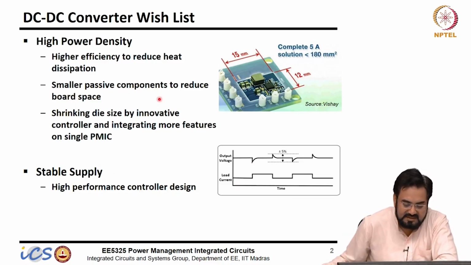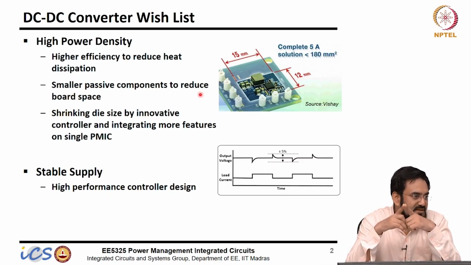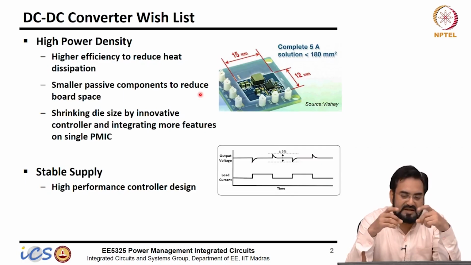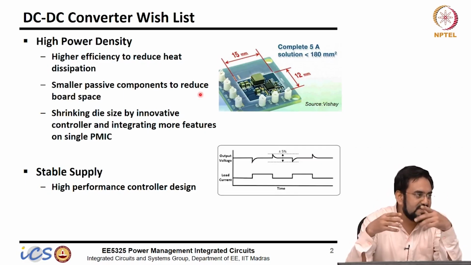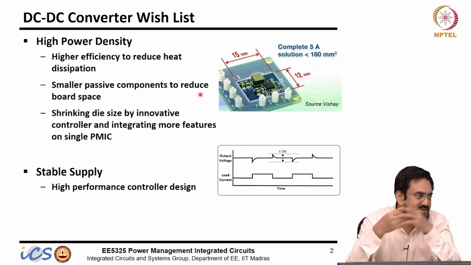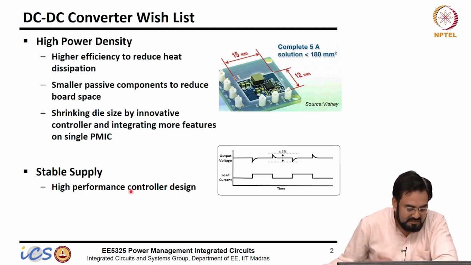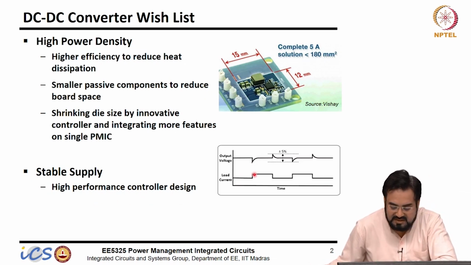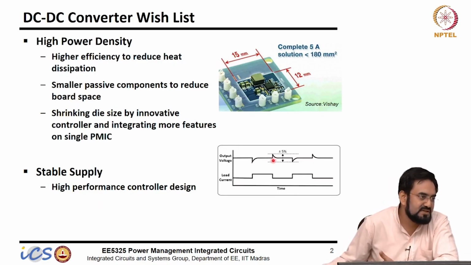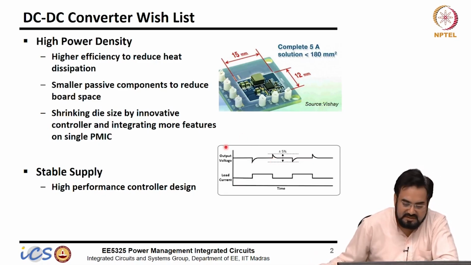And by reducing the size of the controller, if I want to achieve 2 millimeter by 2 millimeter die size, the extra space I can use for the power FET itself, and I can put some more FETs to reduce RDS on further. Stable supply means high performance controller design, and we know that transient response and your output accuracy depend on how good your controller is, your error amplifier, your compensation.